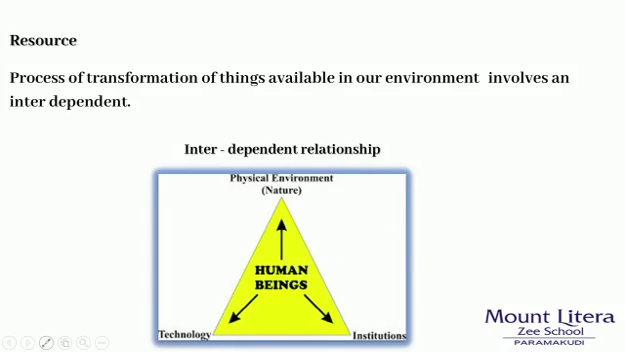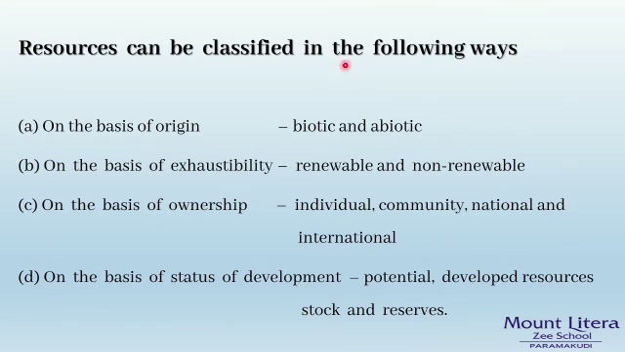In this slide, we will see the definition of resource. According to the context of geography, resource is the process of transforming the available things in our environment. Human beings depend upon three factors, namely nature, technology, institution. Resource can be classified based on four factors.